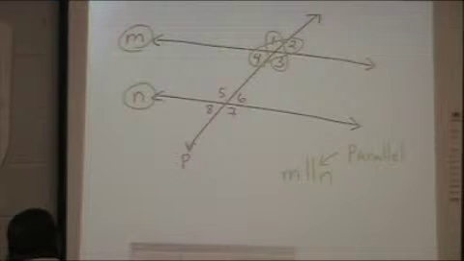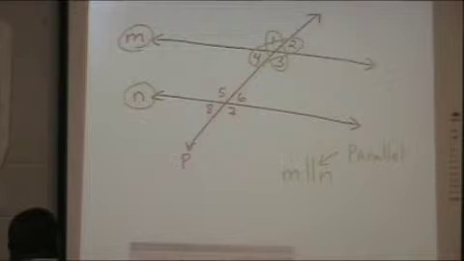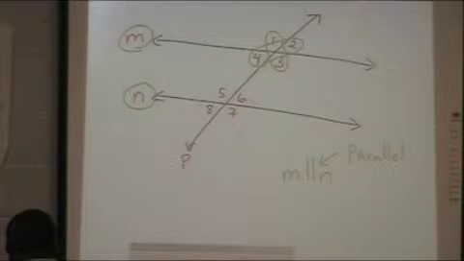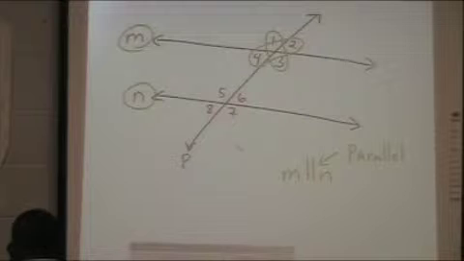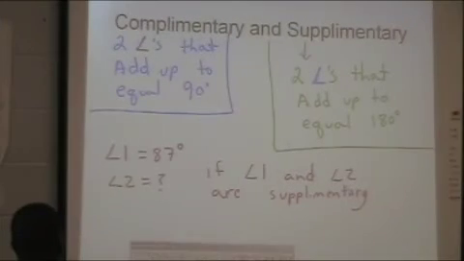5, 6, 6, 7, 7, 8, 8 and 5. Those are all adjacent. The vertical angles are 5 and 7. Also, 8 and 6 are vertical. Okay, so you're going to have to understand the difference between adjacent and vertical.